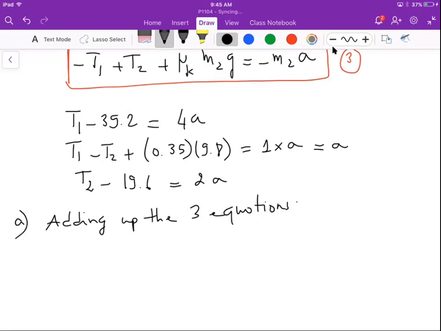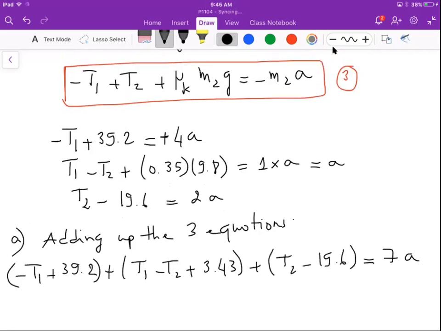Second equation, third equation, is given by 4 plus 1 plus 6, which gives me 7A. So now have a look. Minus T1 plus T1, they cancel each other. Minus T2 plus T2, they cancel each other. So we are only left with two numbers: 39.6 plus 3.43 minus 19.6 equals 7A. So we can deduce that the acceleration A is equal to 2.31 meters per second squared.